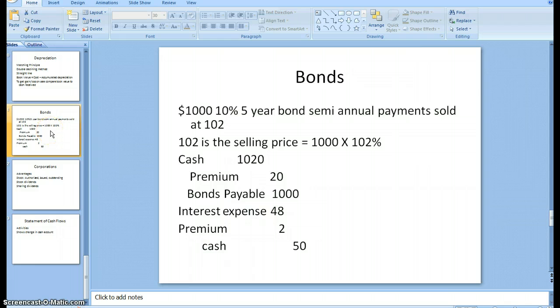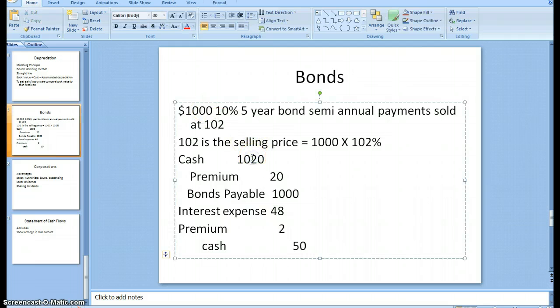3 slides left and about 3 minutes. So we have bonds. Remember, don't get confused at this 102. Okay, on the exam you're going to have a problem like this, and it's going to ask you what is the interest expense at the first interest payment. So first you have to get the selling price of the bond, and 102, 103, 104, that just means 102% of face. So I take 102% times $1,000, and that's my cash received down here.